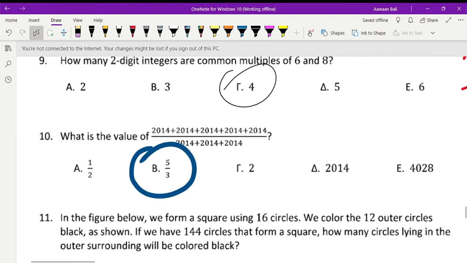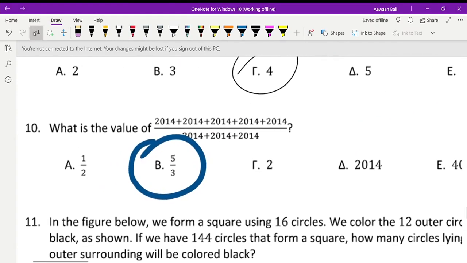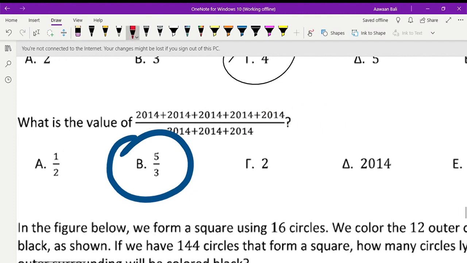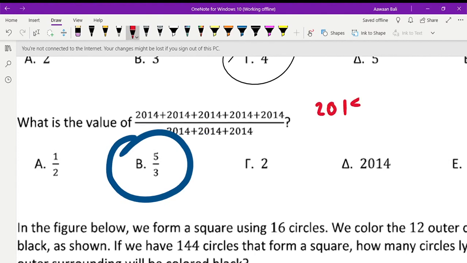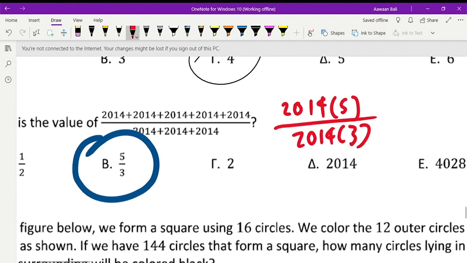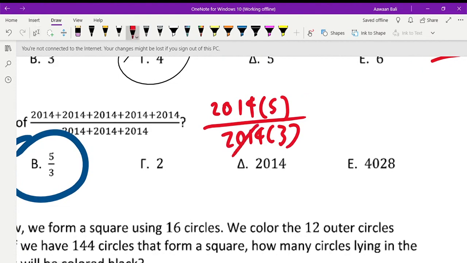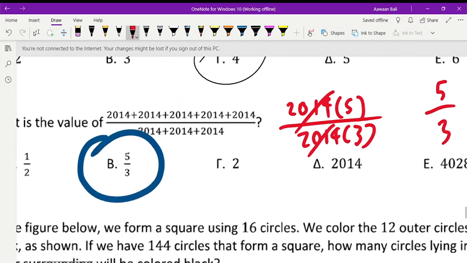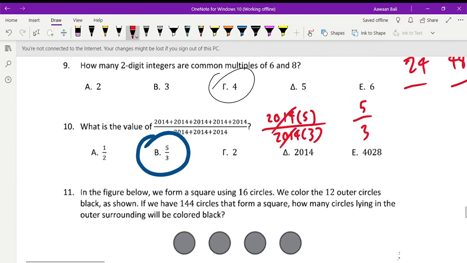4. What is the value of this? This is actually really easy. If you look, this is addition, no multiplication, so we can't do normal cancelling. That's wrong. We can only, since we know, basically simplify this into 2014 times 5 divided by 2014 times 3. Now it's multiplication. So we can cancel the 2014 and the 2014 since that's a common factor, and you get 5 upon 3. So therefore your answer is beta.